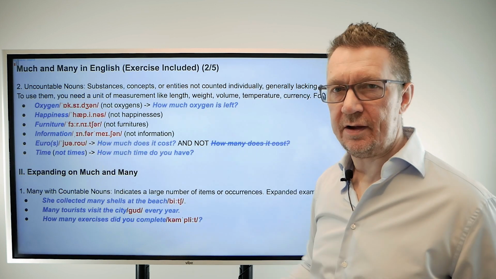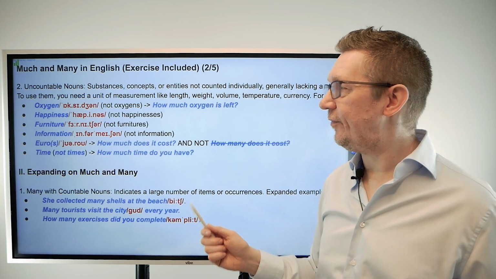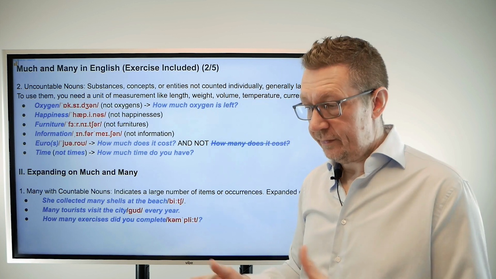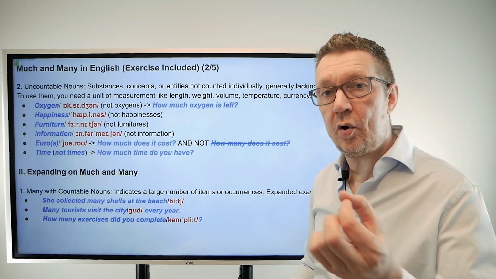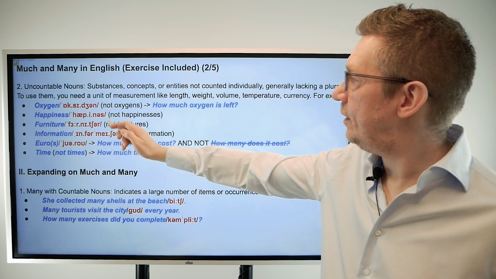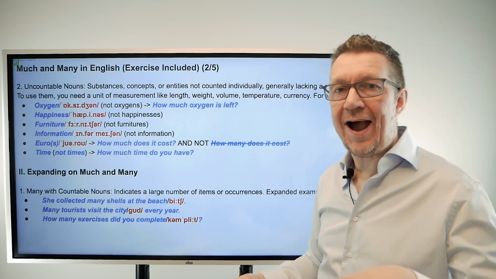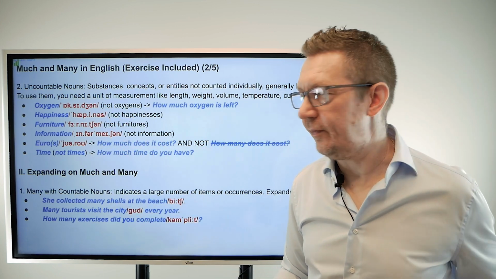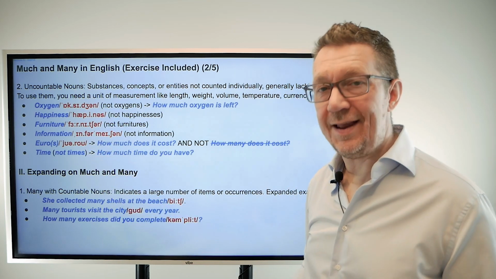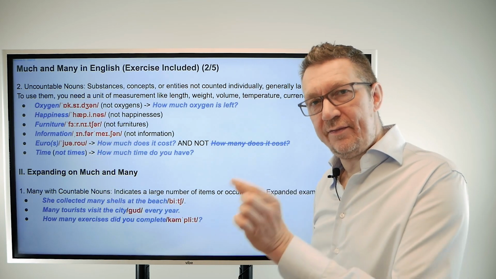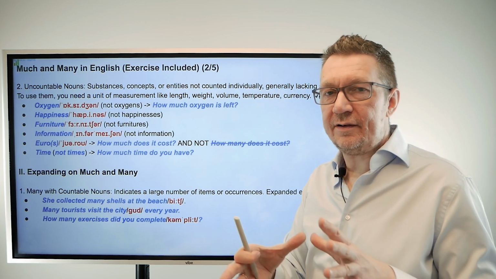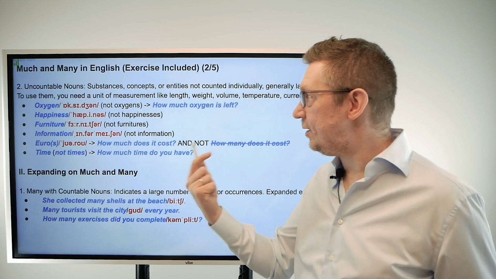Furniture. Okay? If you wanted to make furniture countable, you'd have to actually either talk about the name of the piece of furniture or say pieces of furniture. So many pieces of furniture. How much furniture do you have? Okay? Information. Again, not countable, unless you use pieces of information, then it becomes countable. But as soon as it starts to be able to be counted is when you can use many.